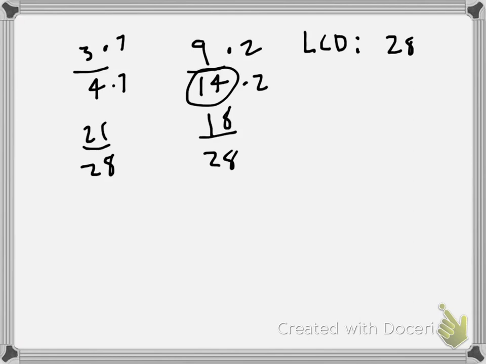And so now that our denominators are the same, we can just look at the top to decide which of these fractions is bigger. So 21 is bigger than 18, so 21 over 28 is greater than 18 over 28, right? When our fractions are unlike, it's very difficult to look at them and decide which one is bigger, but when we get it rewritten so that our fractions are like, then we can make a good comparison that way.